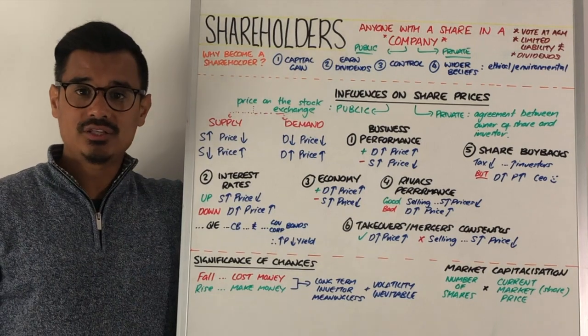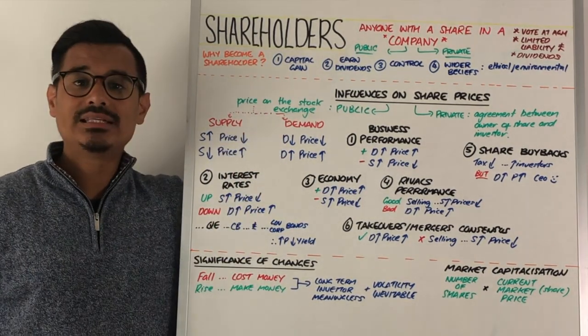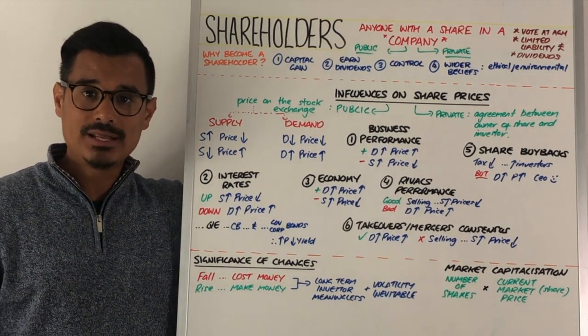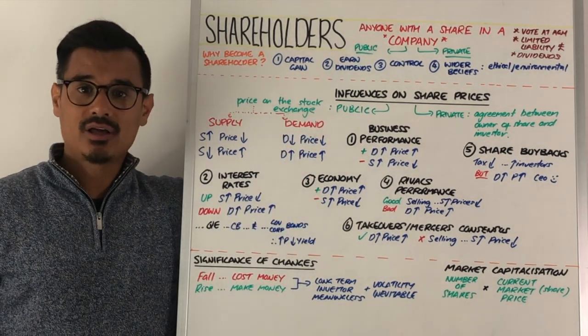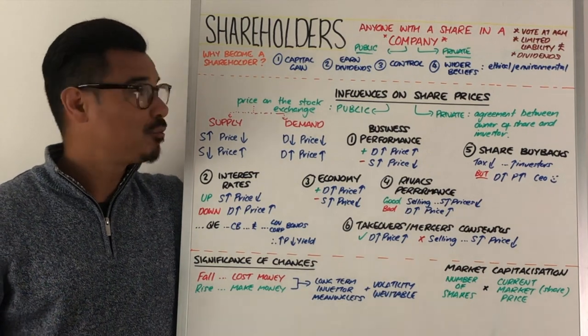They can vote at the AGM, at the annual general meeting. They have limited liability, which means the amount they invested into the company is the maximum they can make in losses. And if the company offers dividends, they will get access to those dividends, being the cut of the profits.